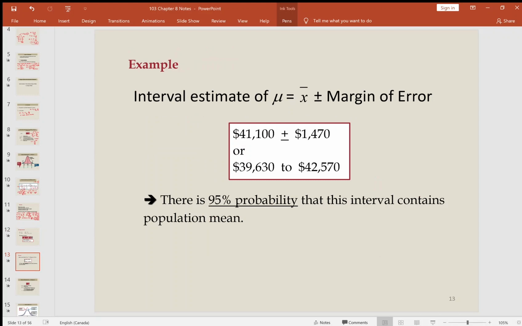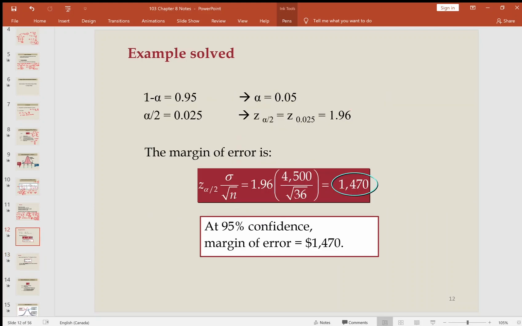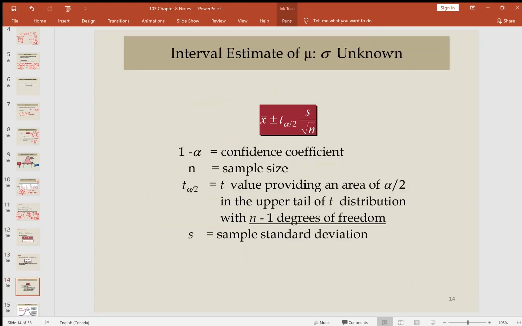Okay, so there is a 95% probability that this interval contains the population mean. Now, remember I was telling you that if sigma is unknown, then we will use the T formula, which looks pretty much like the Z formula, except that the Z is now replaced by T.